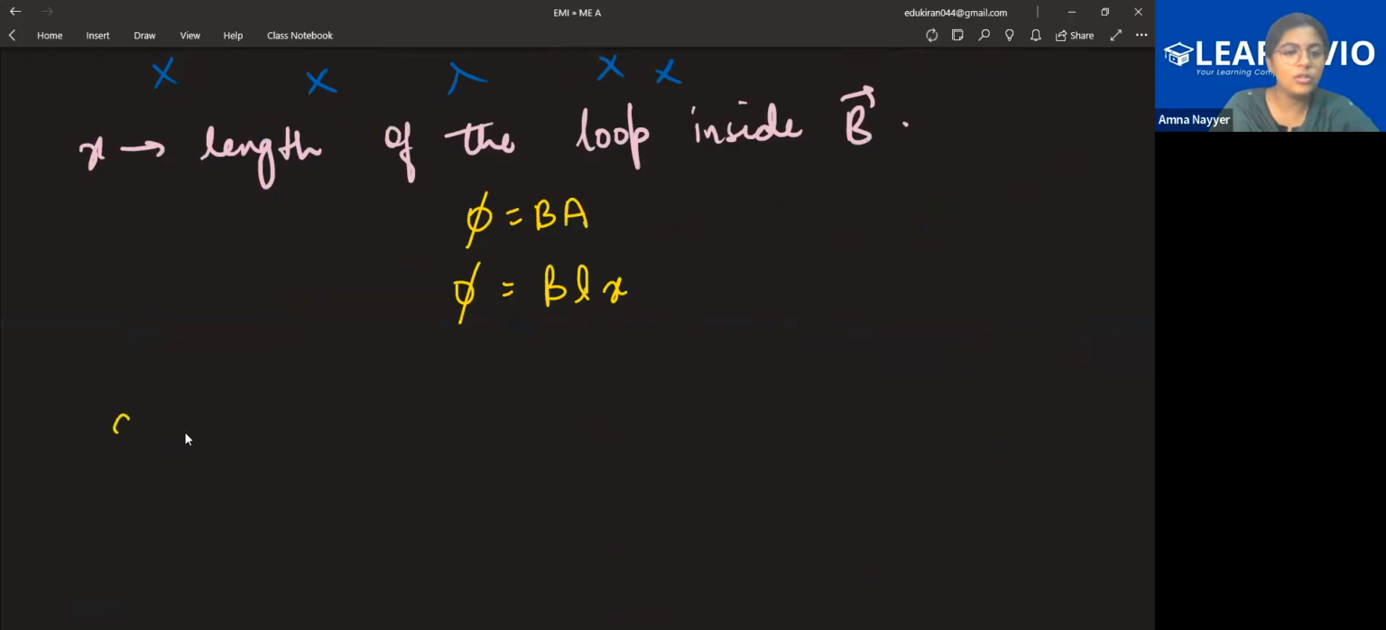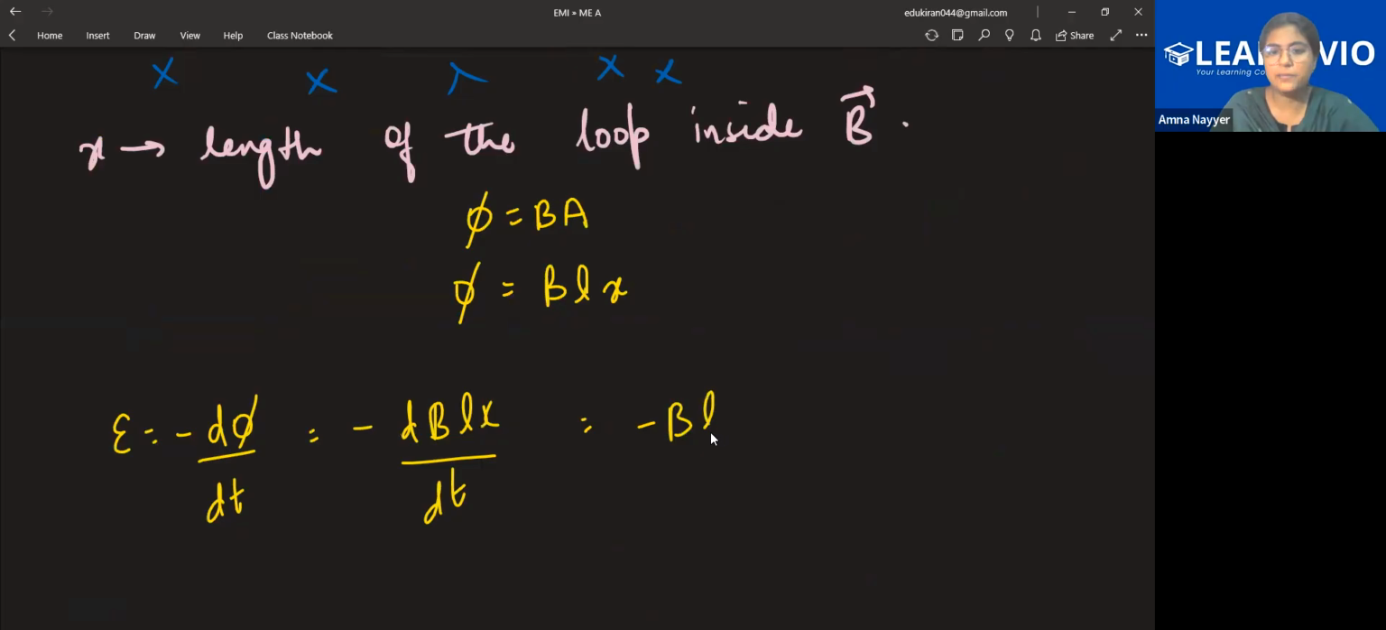Now you know the formula of EMF is the rate of change of flux, minus dφ over dt. So this is minus d(BLx) over dt. We can take BL out common because the magnetic field will remain constant and the length will remain constant. These two things will remain constant.